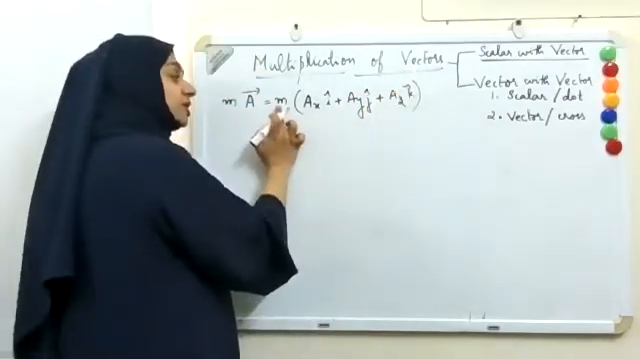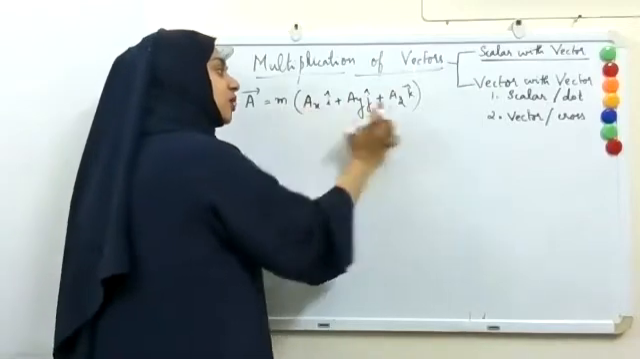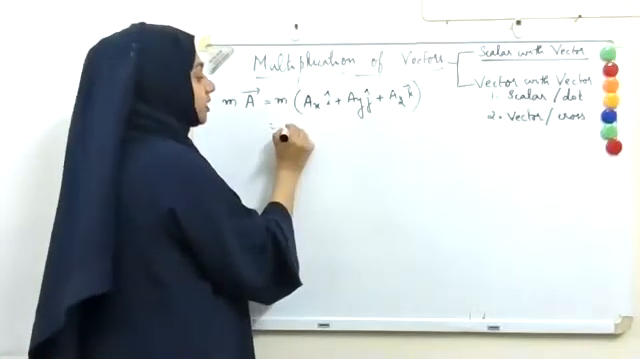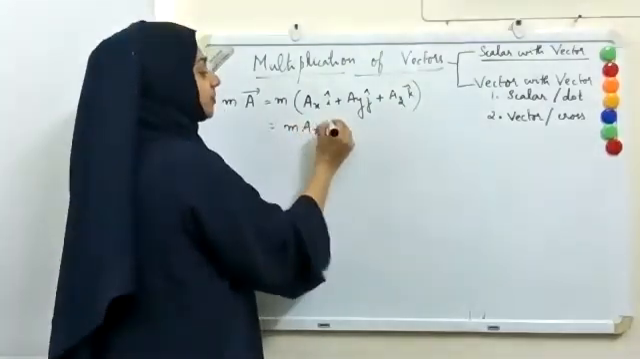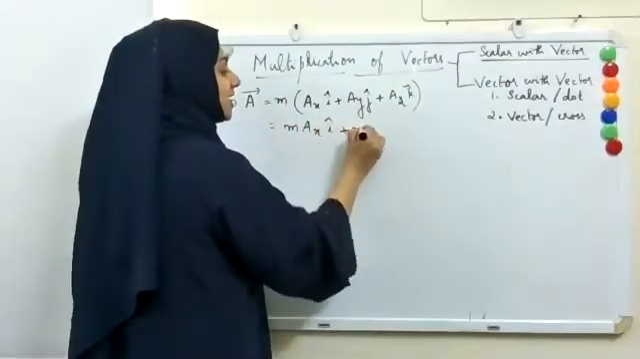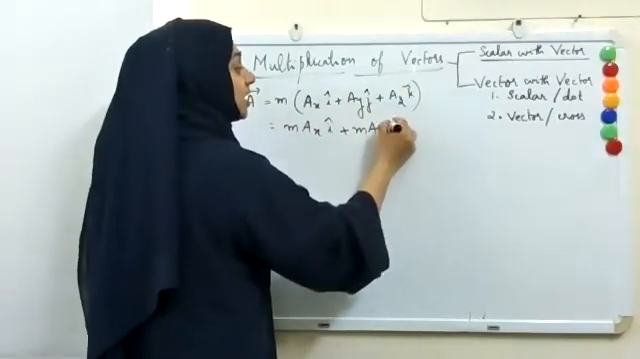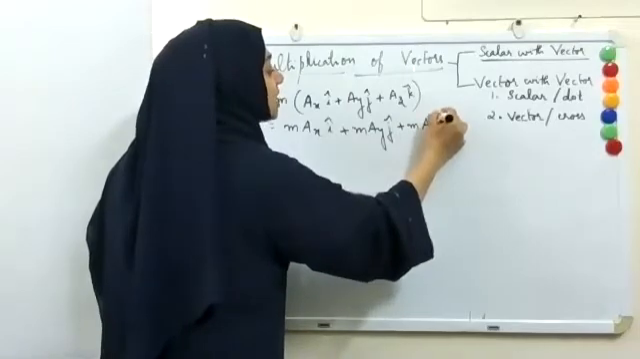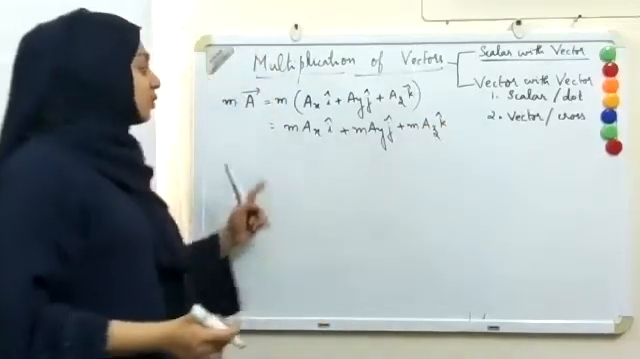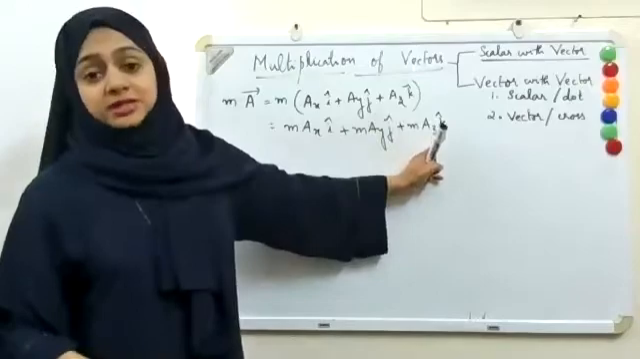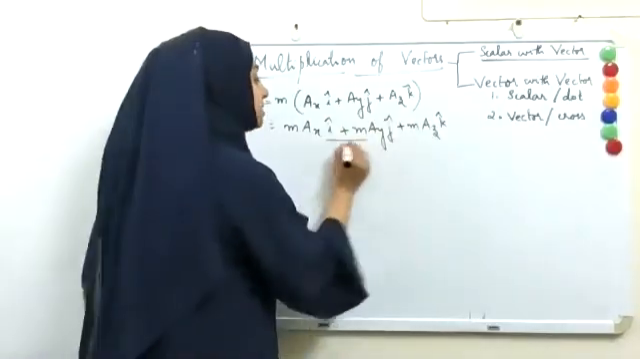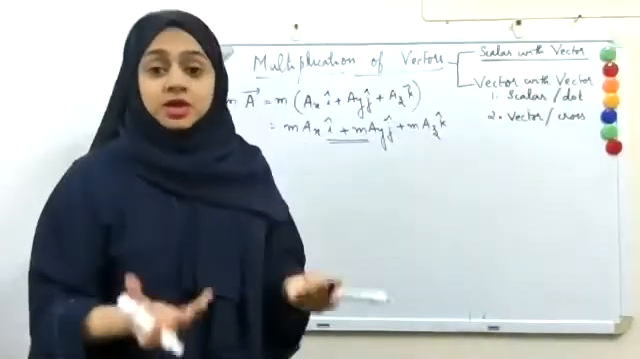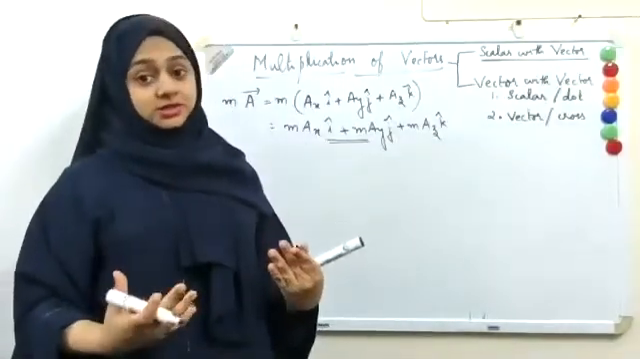So you have to multiply each of these components with the scalar m. So this will become equal to max i plus may j plus maz k. See, there is ijk direction, which means this is a vector. So whenever you multiply a scalar quantity with a vector, the product will be a vector.